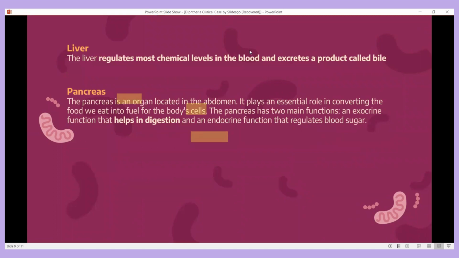One of the accessory organs is the liver, and the liver helps in purifying the blood. It's via many steps. So the liver regulates most chemical levels in the blood and excretes a product called bile. So the blood is purified by the liver. And the pancreas is an organ located in the abdomen, and it has two functions. One of the functions is related with the digestive system. The other one is related with the coordination system, that is to produce a hormone that regulates the blood sugar.